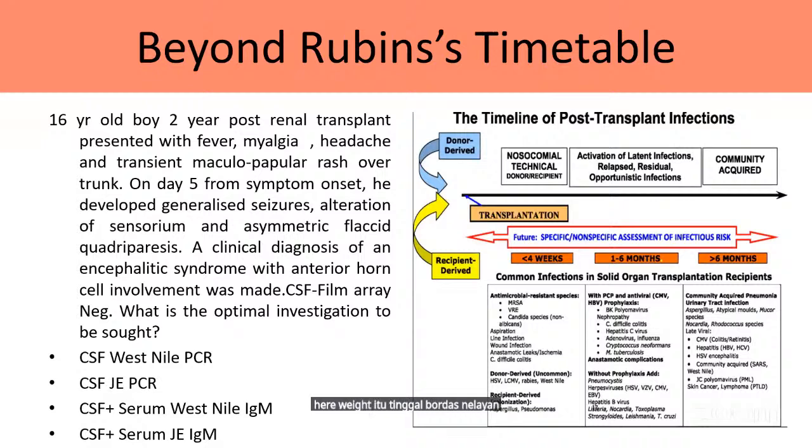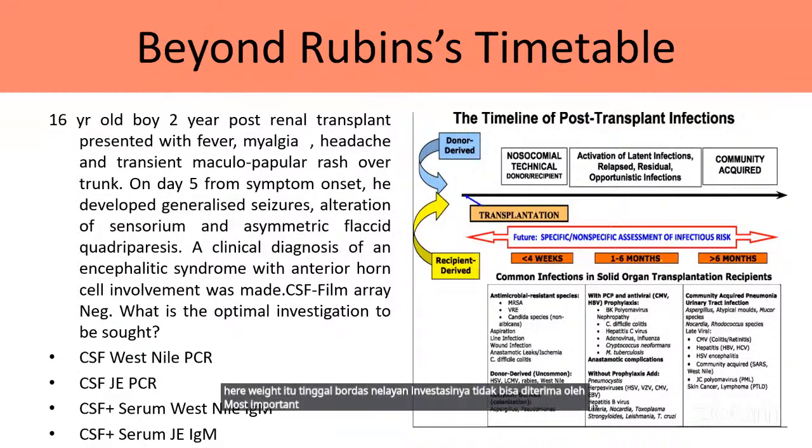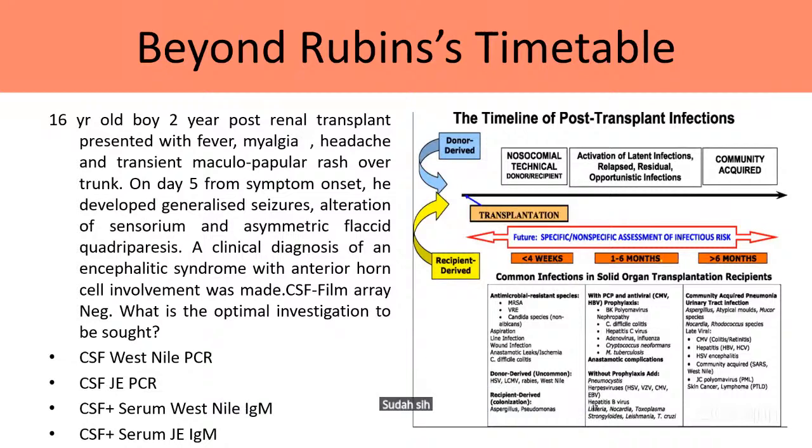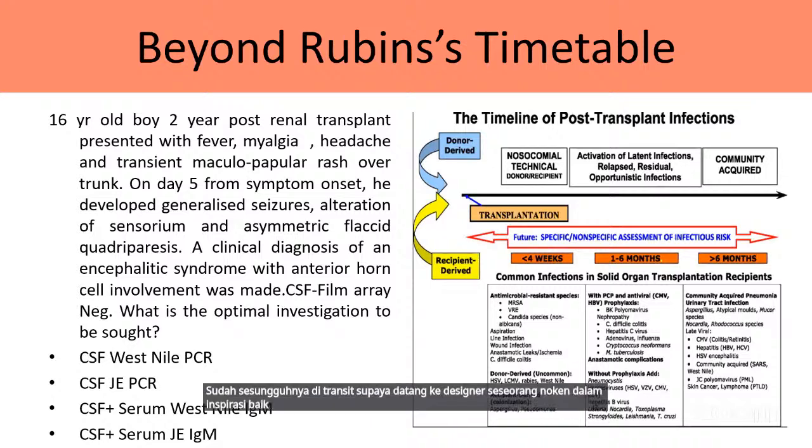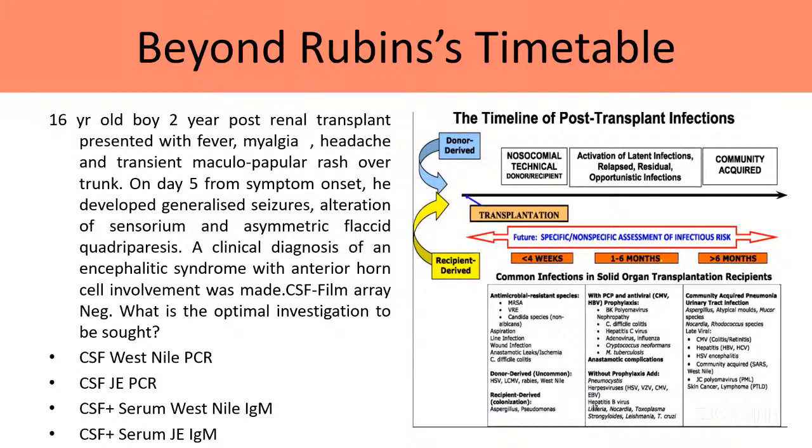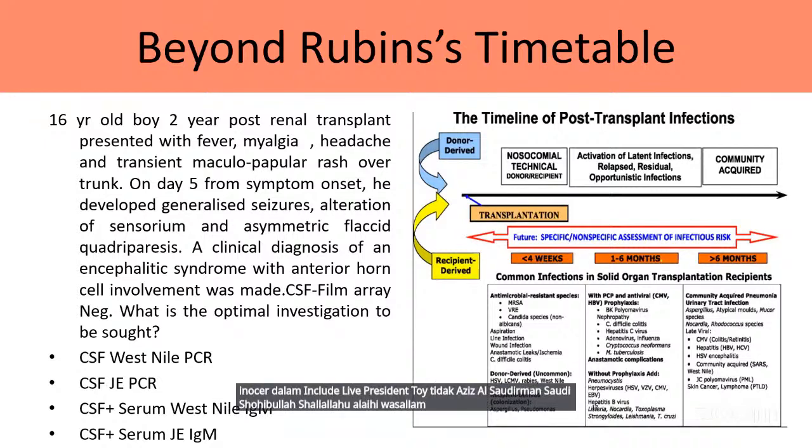In West Nile, what is the investigation to be done? The most important thing that we should know is that in Japanese encephalitis as well as West Nile, the viremia is usually very transient. So by the time the patient develops seizures or an encephalitis-like presentation, the viremia won't be there. So you need to diagnose JE or West Nile based on the IgM in the serum as well as the CSF. So here the diagnosis should be based on West Nile IgM in the CSF and serum, or the JE IgM. Here we are thinking about West Nile.